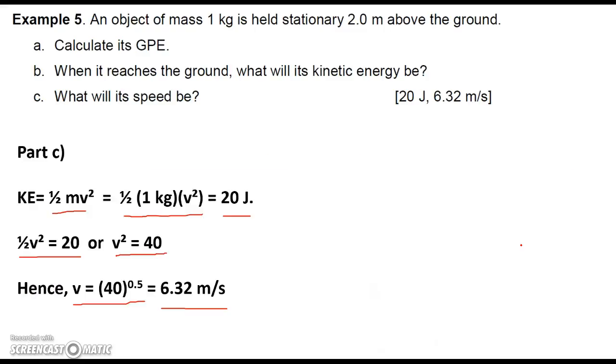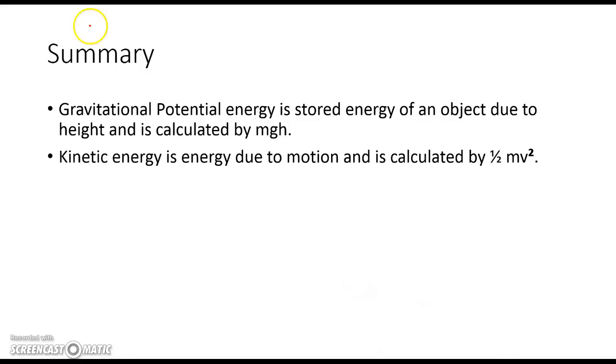In summary, the gravitational potential energy is the stored energy of an object due to its height and is calculated by the formula mgh. You must remember what the units of m and h are in order for the units of energy to be in joules. Same thing for the kinetic energy, which is energy due to motion. The formula is half mv squared. Remember the units for v and the units for m. Alright, this is the end of video 3.